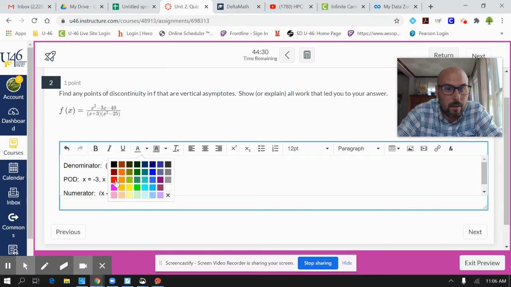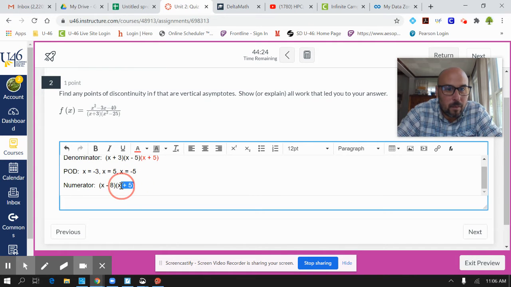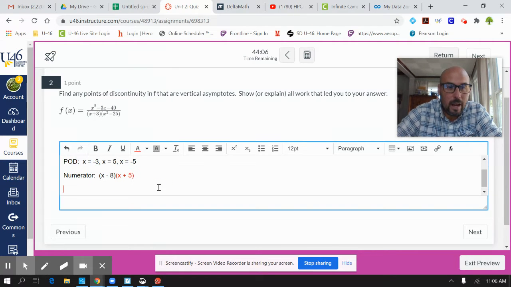Both the numerator and the denominator have a common factor of x plus 5, so that gets removed. So that means -5 is a hole, which means the other two are vertical asymptotes.